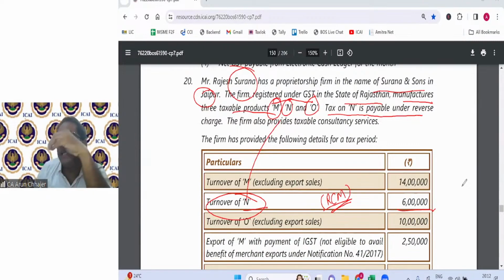तो क्लियर है ना कि प्रोडक्ट M, प्रोडक्ट N and product O is the goods. The supplier, Rajesh Surana is the supplier. It means the recipient whomsoever has purchased the goods from Rajesh Surana, he will pay the tax under reverse charge on the product N.